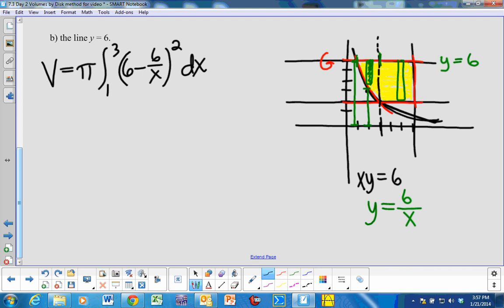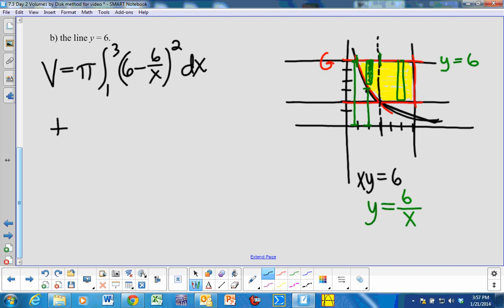So the radius again, look at the green lines there. It's 6 to the top of the rectangle. It's the function to the bottom of the rectangle. So the radius is 6 minus 6 over x. And then it's pi r squared times the height, which is dx.